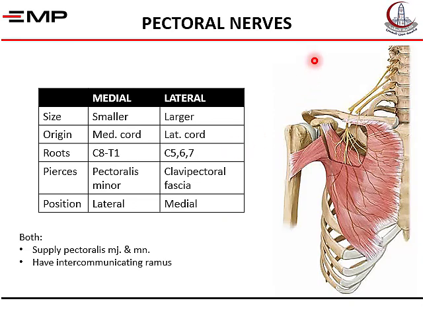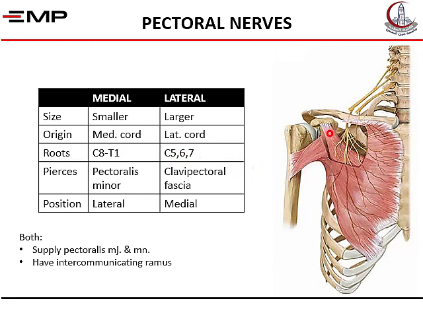Now the two pectoral nerves, the medial and the lateral, are branches of the cords of the brachial plexus, as their names indicate. The medial pectoral is smaller than the lateral pectoral. Regarding origin, the medial pectoral is a branch of the medial cord. The lateral pectoral is a branch of the lateral cord. So the root values are: the medial pectoral C8, T1; the lateral is C5, 6, 7.